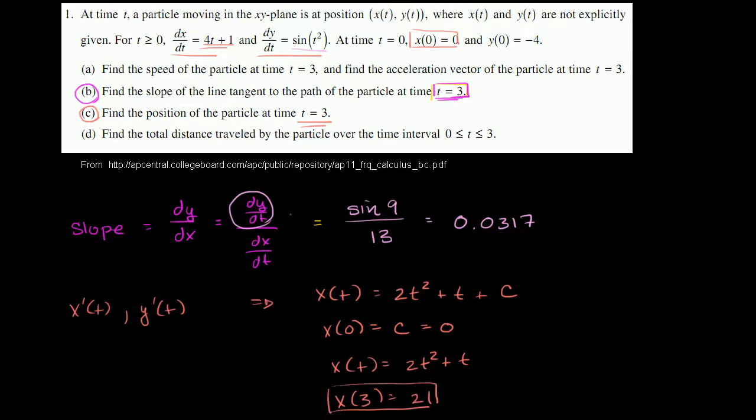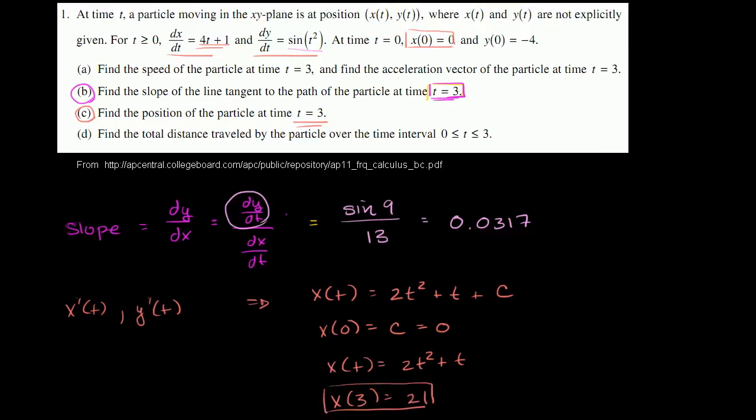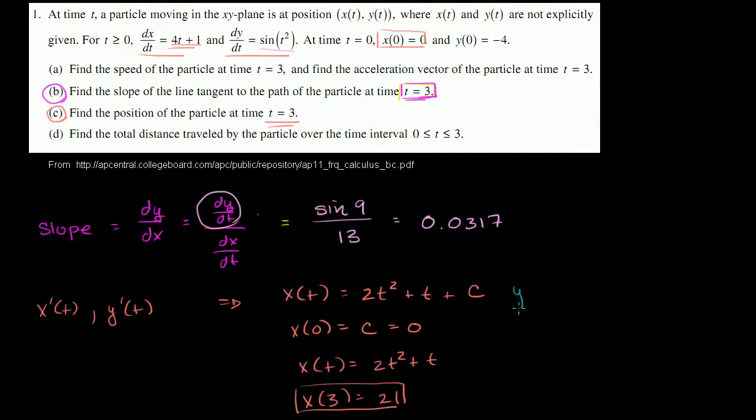I'll do it in a different color. So let me scroll over to the right a little bit. So let's say y of t is equal to... if you try to take the antiderivative of this, it's not simple. It's actually very hard to do it analytically. Not even clear if you can do it analytically. Lucky for us, in this part of the AP exam, we are allowed to use calculators.